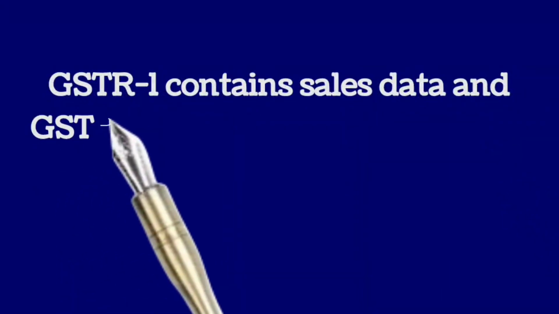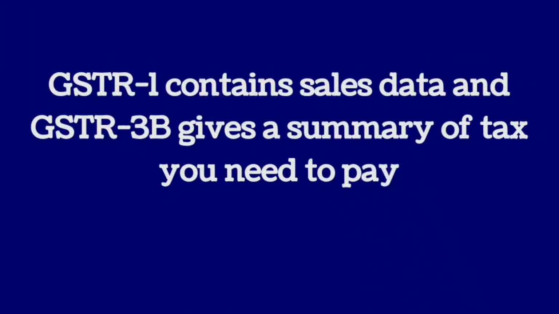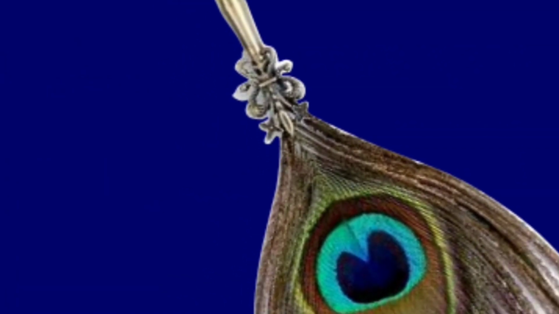Now we'll see the types of GST returns. The two most important returns are GST R1 and GST R3B. GST R1 contains our sales data, while GST R3B gives a summary of the tax which we need to pay.